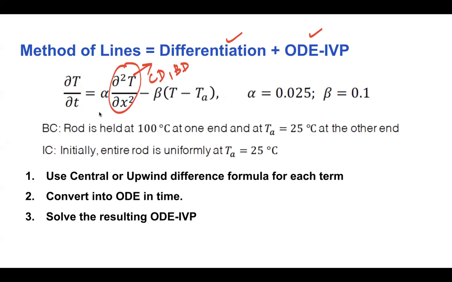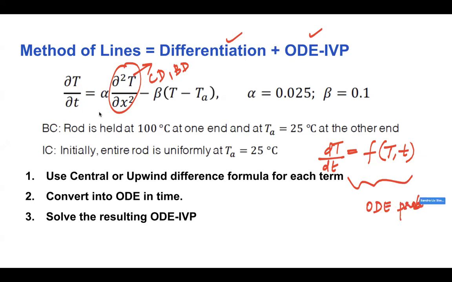Okay, then what happens? Then you will get a system of equations which are like this. dT by dt, you will have an equation. Let me assume it to be f of temperature and time. Okay, so now this becomes an ODE problem, in one variable. That is t. Only time is your variable.